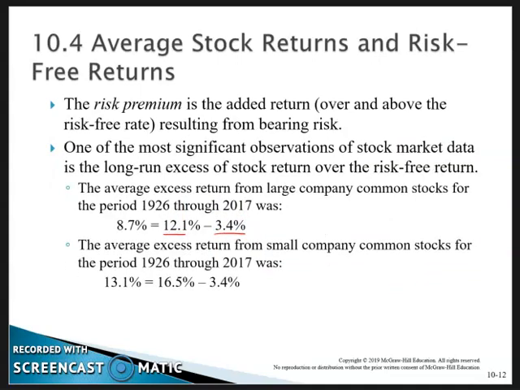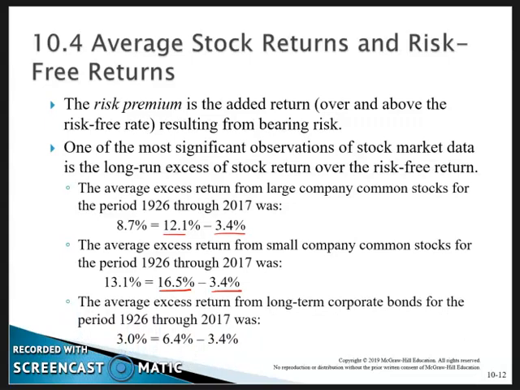The average excess return for small company stocks is 13.1%, greater than the 8.7. So we take 16.5% minus the risk-free rate, or risk-free return, of 3.4%. So go down and look at corporate bonds. That excess return of 3%, and 6.4% minus the 3.4%.